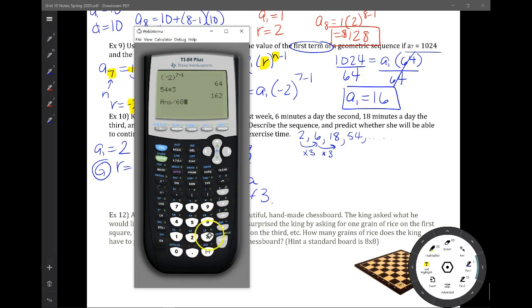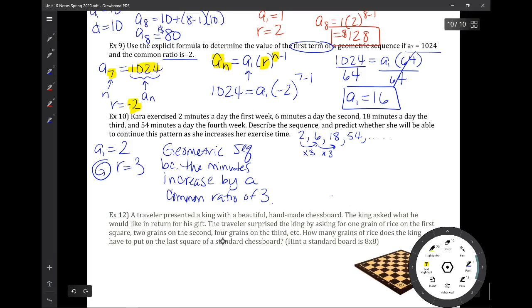I mean, that's almost 3 hours of working out. So if she even went one more time, oh my gosh, she's working out for like 8 hours a day. That's just not possible. So predict whether she will be able to continue this pattern. The answer would be no. And then you would just explain why it's just theoretically impossible.